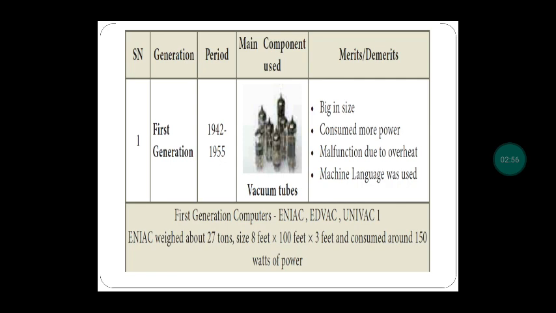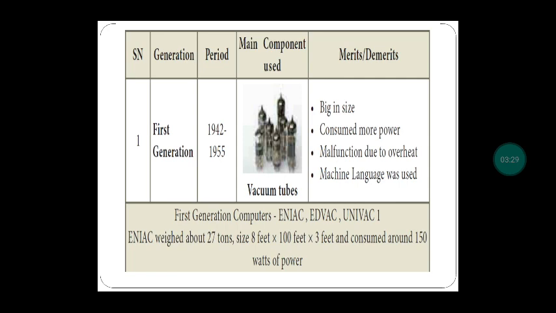In the first generation, they used machine language. Machine language means it accepts only zeros and ones. Nowadays, we are using high level languages. We type the programs in English language, but at that time they used only machine language. Everything was in zeros and ones. The examples for first generation computers are ENIAC, EDVAC, UNIVAC.